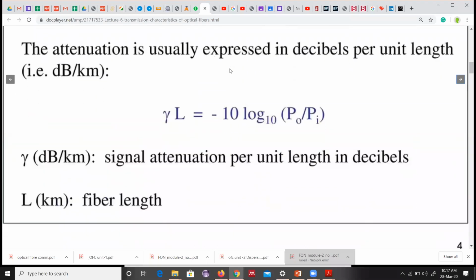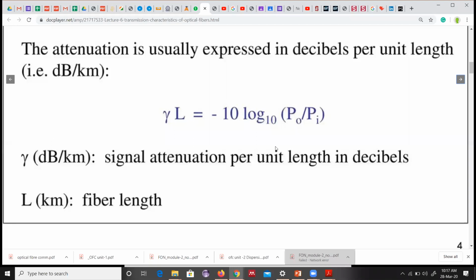So attenuation in optical fiber is usually represented using a standard unit called dB per kilometer. So we are interested in measuring the attenuation for every kilometer length of the optical fiber rather than for the entire length of the optical fiber. So in that case, alpha L is the overall attenuation, where L is the length of the optical fiber. So it is minus 10 log to the base 10 of P naught by Pi, where alpha is in dB per kilometer, signal attenuation per kilometer, and L is the fiber length.